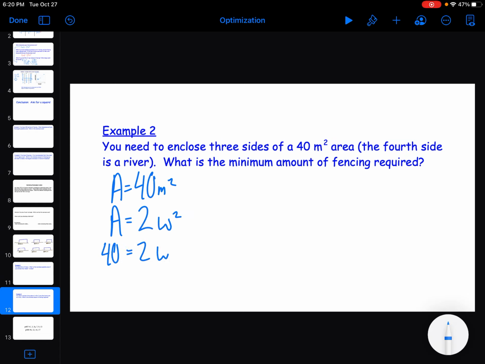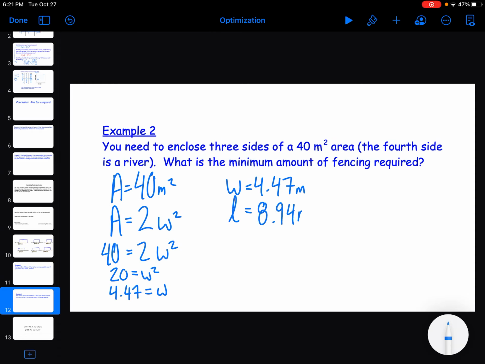So 40 equals 2w squared. 40 divided by 2 is 20 equals w squared. And then the square root of 20 is going to give me about 4.47. And now that's going to be our width. So our width is 4.47 meters. We know our length is double that, so our length is 8.94 meters. And so what is the minimum amount of fencing?